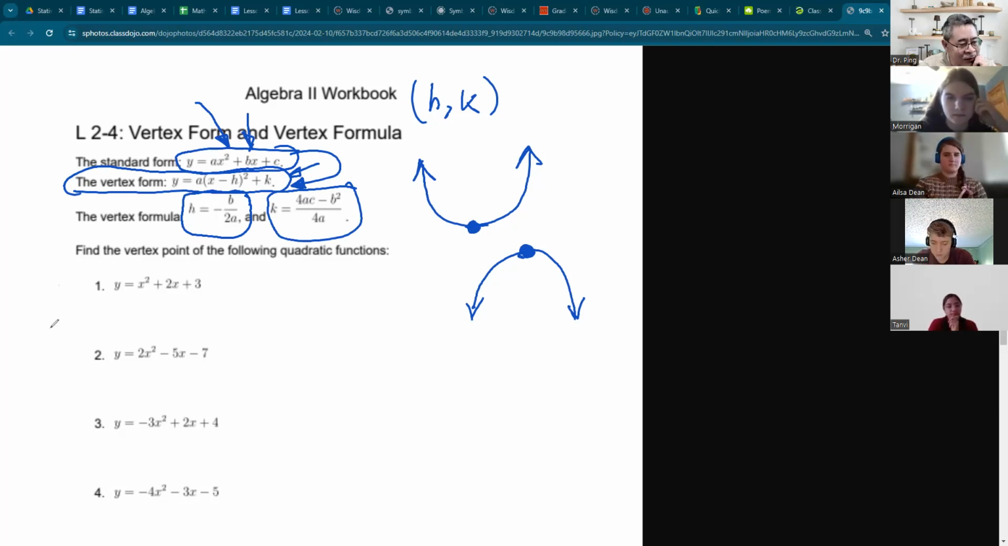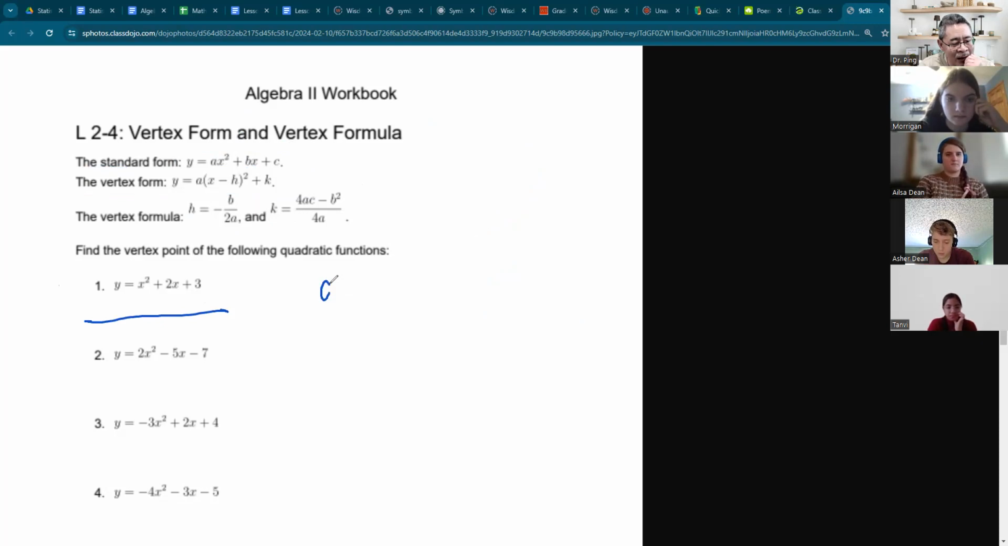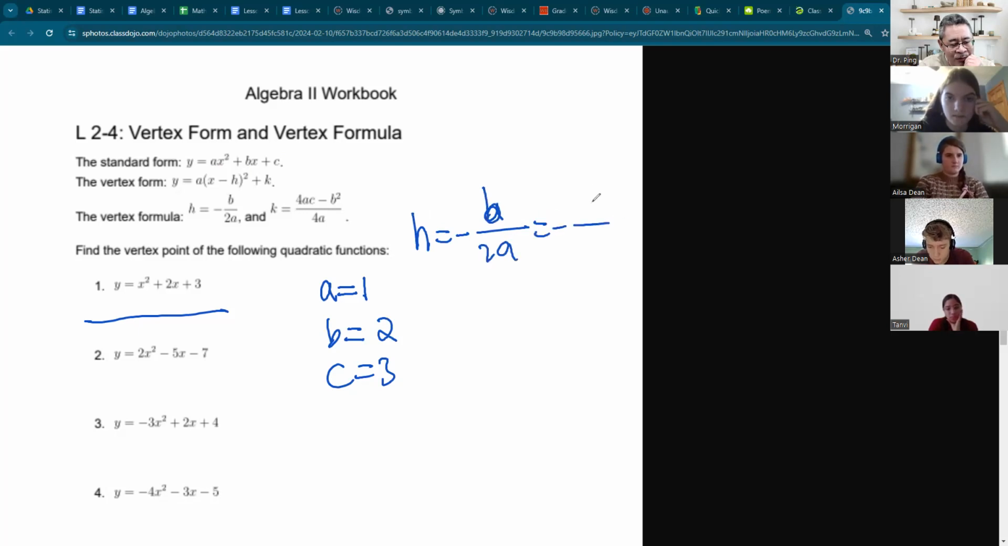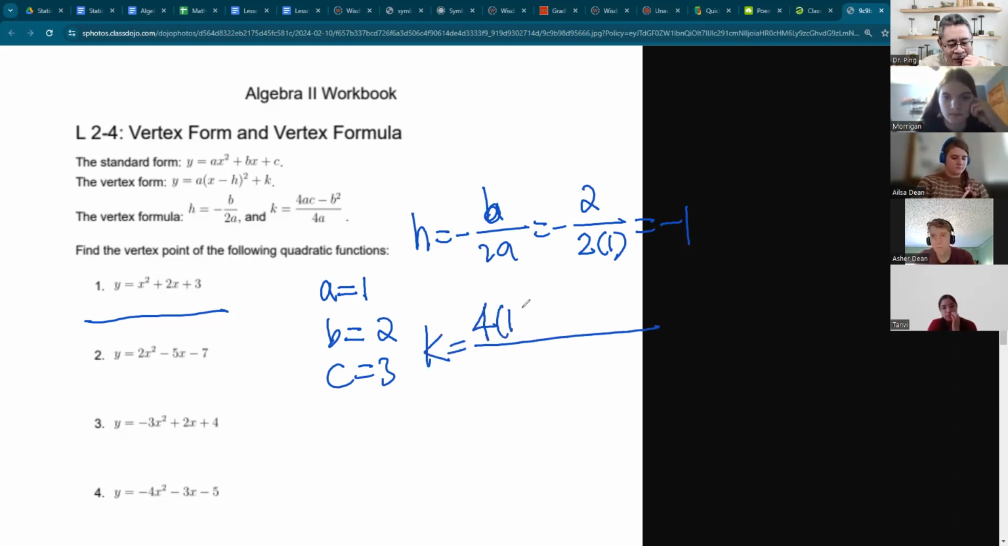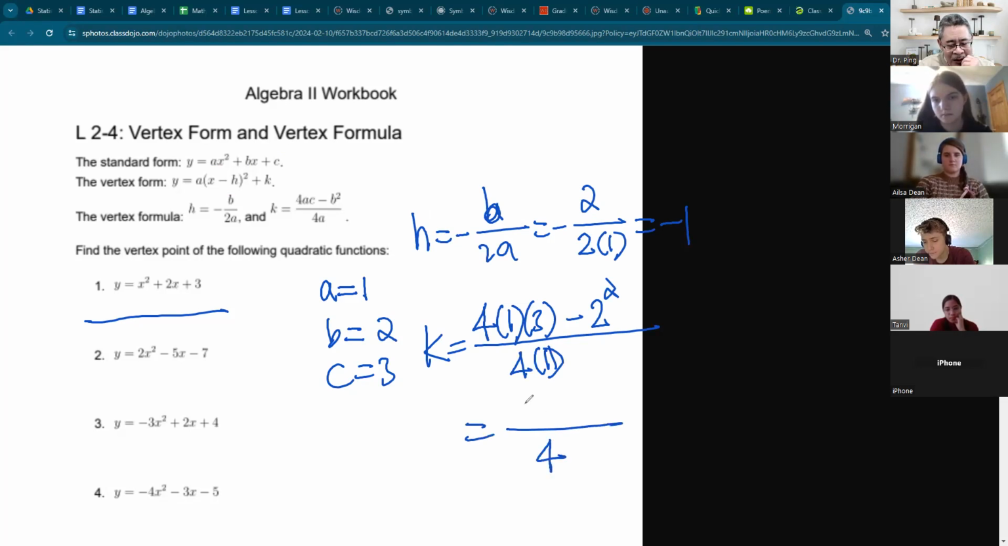Okay. Now, using it is actually pretty straightforward. It's just using the formula. For example, for the first one, A is 1, B is 2, and C is 3. Then h is minus B over 2A, where B is 2 and A is 1, so that gives us -1. And k is 4AC minus B squared over 4A: 4 times 1 times 3 is 12, minus 2 squared, which is 4, gives us 8, over 4 times 1, which is 4. That's 2, which means our vertex point is at (-1, 2).